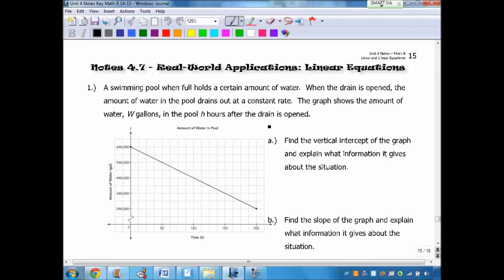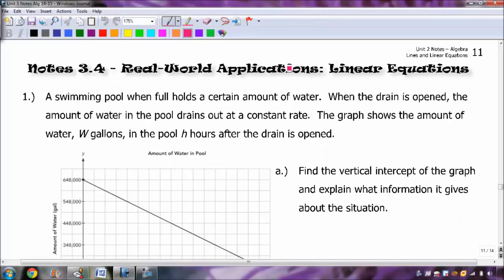Notes 4.7 are on real-world applications of linear equations. I'm going to be showing you part of a video that I made earlier, and it's going to say notes 3.4 on the top. Just ignore that and just follow along with what's going on. It's the exact same problem, the exact same notes. All right? All right. Notes 3.4 are on real-world applications of linear equations.